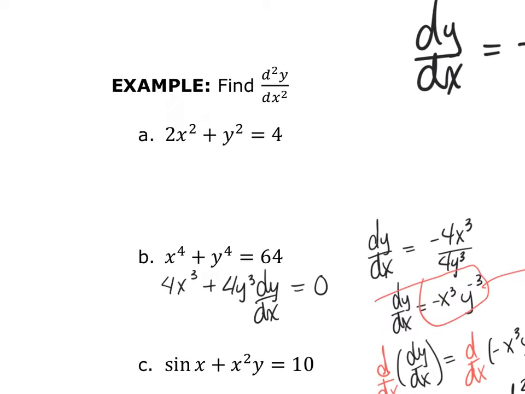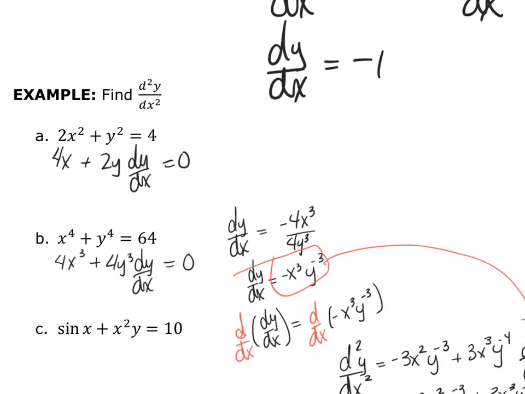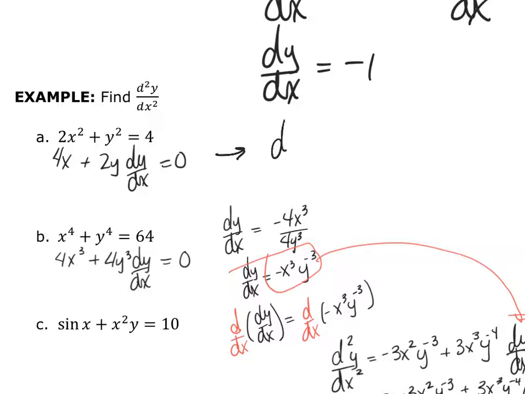So let's go ahead and do this one through. So I'm going to do the derivative of the left-hand side. When I do the derivative of the left-hand side, what do you all get? Tell me what you get. 4x plus 2y dy dx is equal to 0. Do you all agree to that? Yeah. Let's solve for dy dx. What do you get when you solve for dy dx?